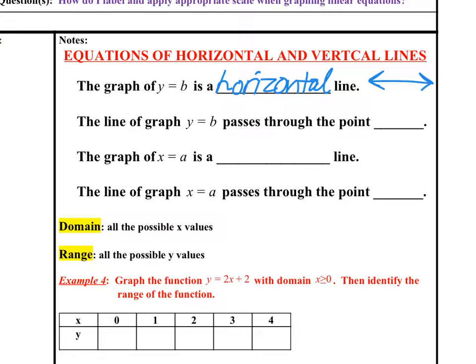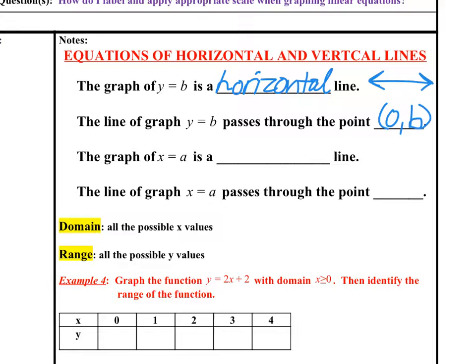The line of graph y equals b passes through the y-intercept. So for the y-intercept, does a 0 go in the x spot or the y spot? Think about a coordinate pair. Where would the 0 go if it's a y-intercept? This one, because it's not moving left or right, so the first number is 0, and then the second number would be whatever number you're going through. So it crosses at the y-intercept, which would be 0, and then your number, b.